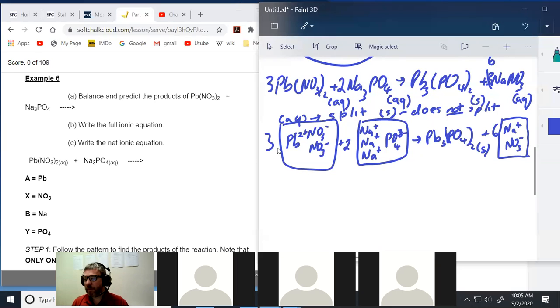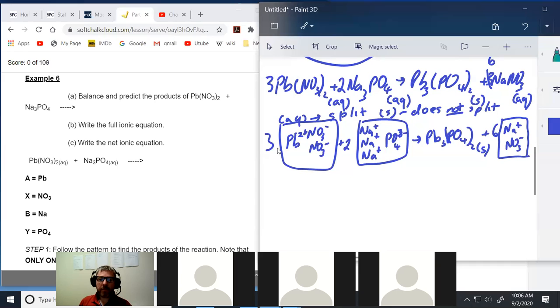Okay, I'll stop there for a second. Is anybody confused by anything I'm doing right now? And why I'm doing it? Yeah, I'm confused. What are you doing exactly? Well, I'm splitting anything that's aqueous into its component ions.